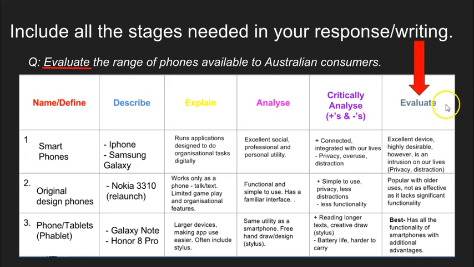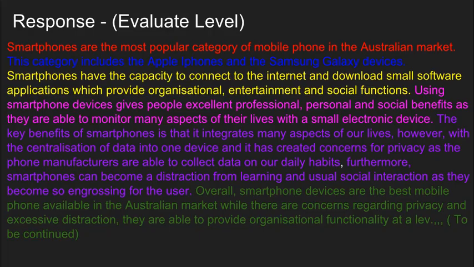So we're going to have to include not just the evaluate, we can't just skip to this. In our response, we're going to have to show naming, describing, explaining, analyzing, and critically analyzing, as well as an evaluation. So what will that look like? We've got an example here for you. You can see why we've color-coded each of those different categories now. So you can see the naming comes at the beginning, followed by the description and explanation.